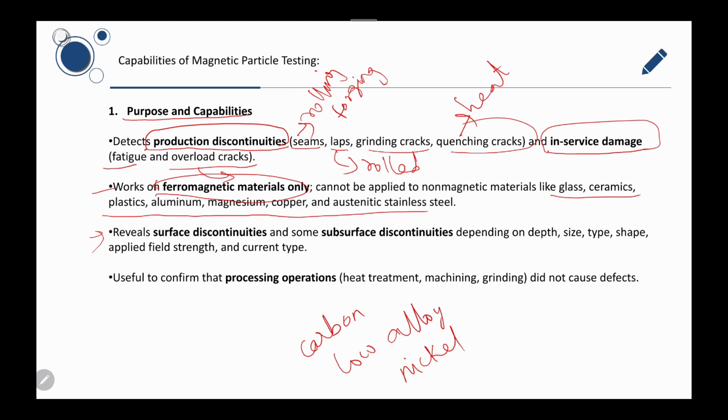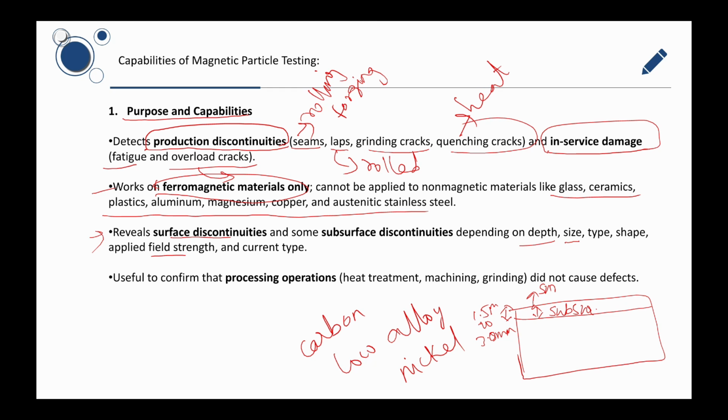The next point is that MPT is excellent for surface defects like cracks, seams and laps. It can also detect slightly subsurface defects. Already we know what the surface and the subsurface are. This is the surface, and this 1.5 mm to 3 mm is the subsurface. It can detect slightly subsurface defects depending on the depth, size and shape, type of magnetic field and field strength. First we look at depth.